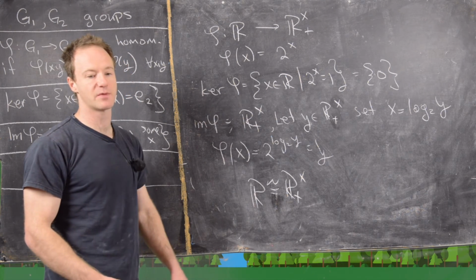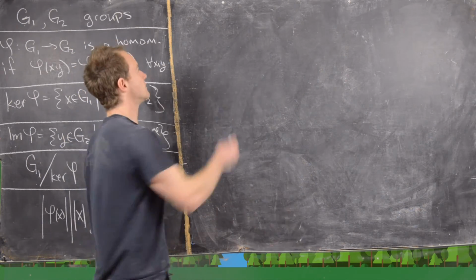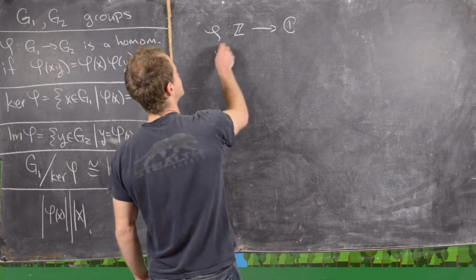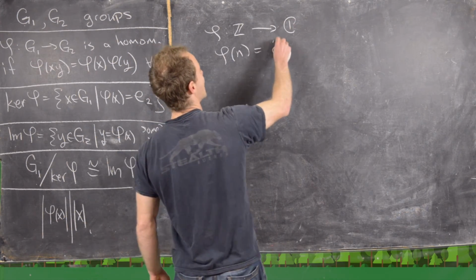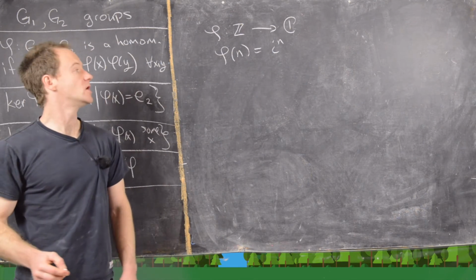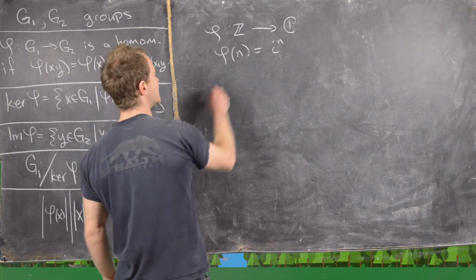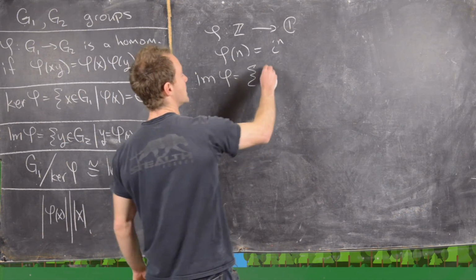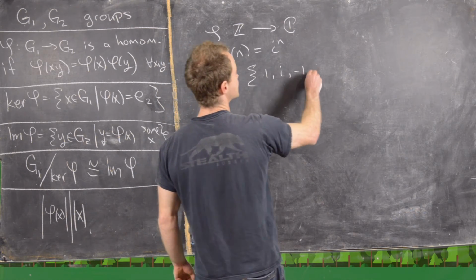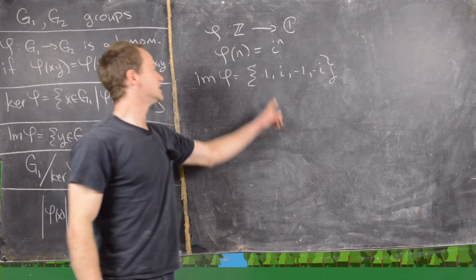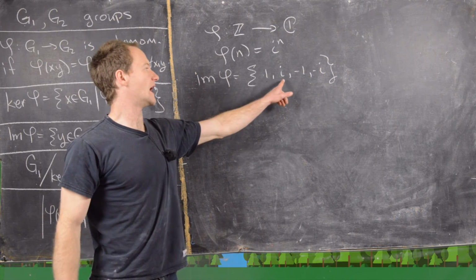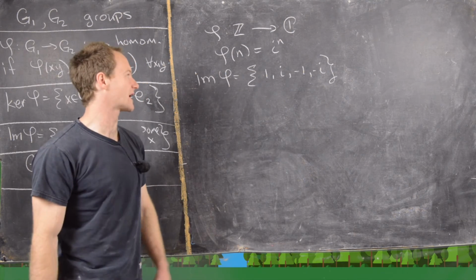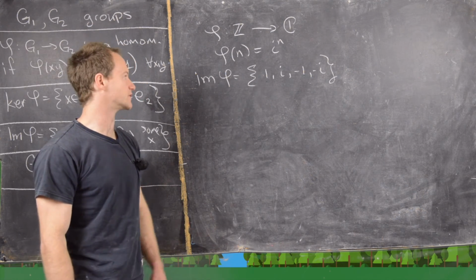Okay, good. So I'll clean up the board and then we'll do some more. So now let's define phi from Z into C, and let's say phi of n equals i to the n. Now notice that the image of this is going to be equal to 1, i, minus 1, and minus i, but that's it. So we have i to the 0, i to the 1, i squared, i cubed, but now notice i to the 4th is back to 1, because i to the 4th power is equal to 1.